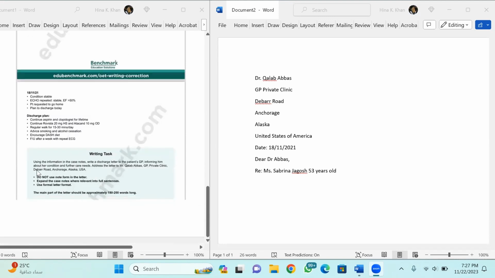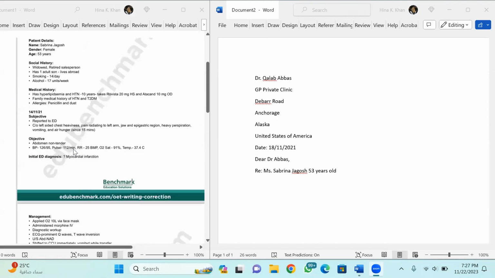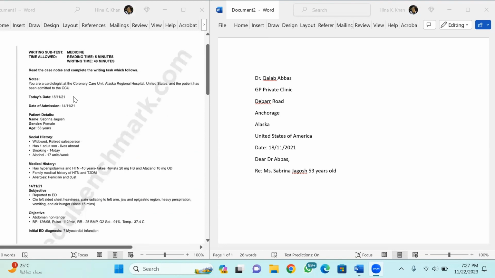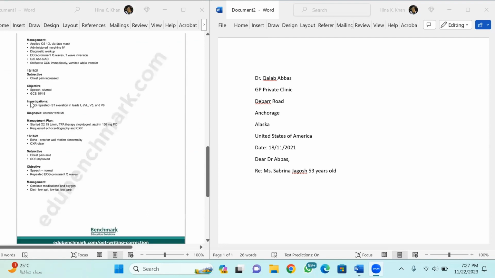Okay, and that I'm writing to this Mr. Kalab Abbas, GP private clinic. I've written the address over here. And see in the exam also, as it's written over here, today's date. So in the exam also, it will come like this. So there is no need to get confused. See, today's date is 18/11, and the last visit which we are having in this exam is in this letter case notice 17. So everything will be in the past.